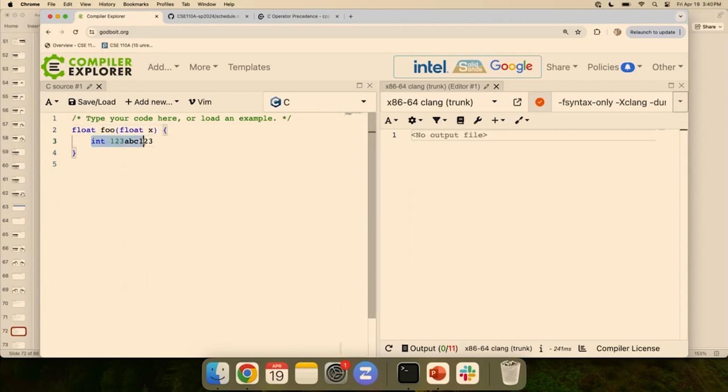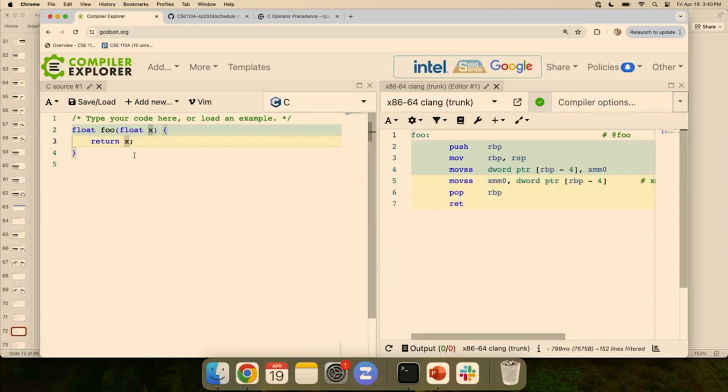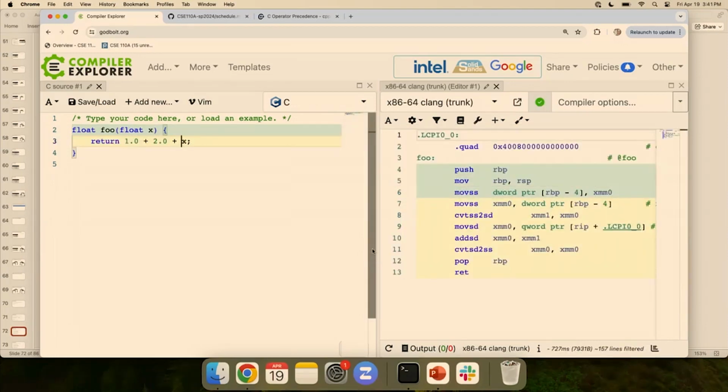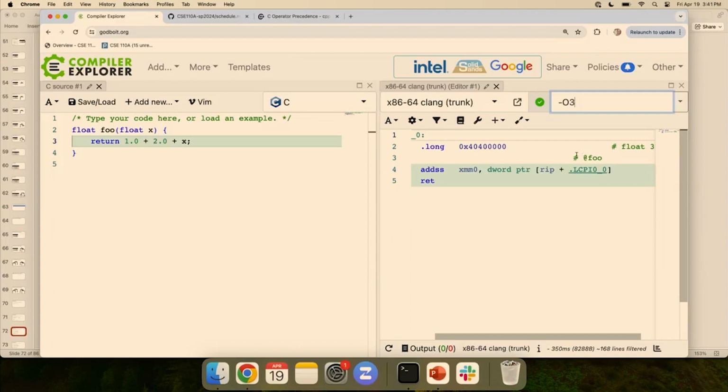Okay. So what we can do is we can do something like return x. So we're not really doing anything here. And we can look at the assembly, and we don't have to look too hard at the assembly. But what I want to try doing is if we do 1.0 plus 2.0 plus x, what we're going to see here is, and I'm going to do a -O3, we are going to get what the compiler is going to do for us, right? And we're going to talk about ways that the compiler does this.